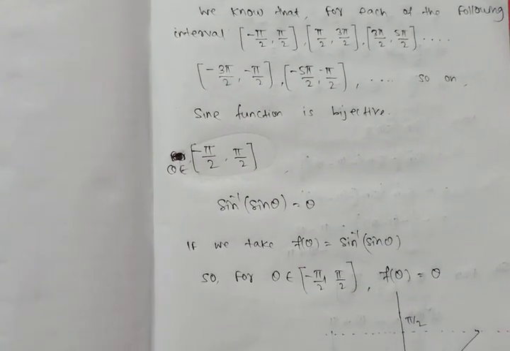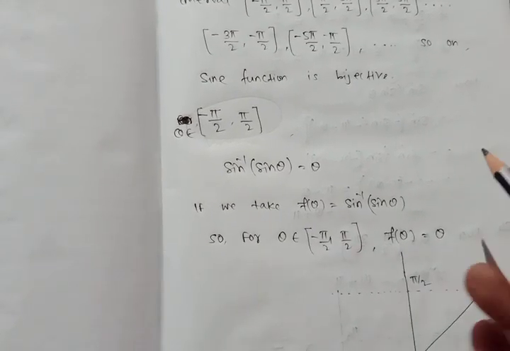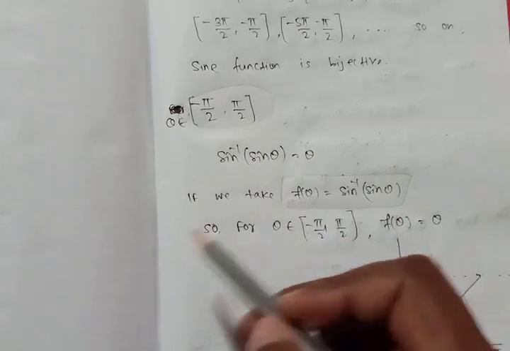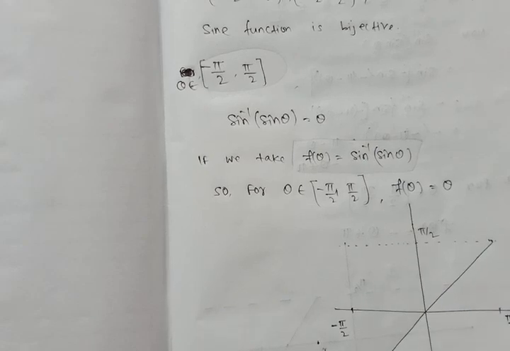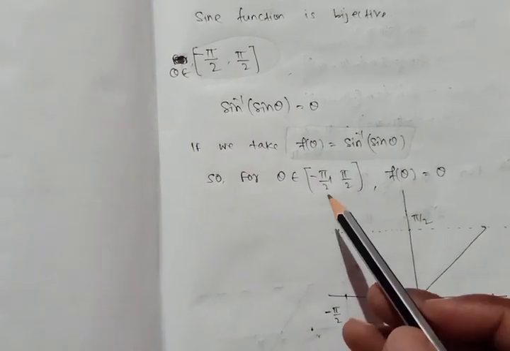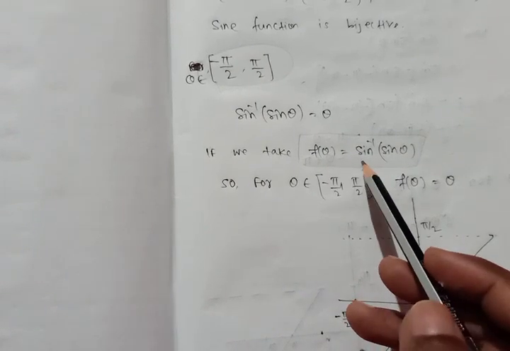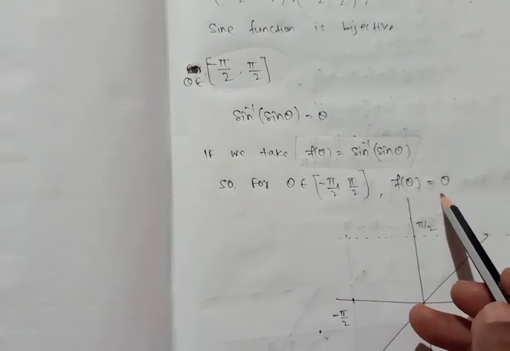So here I am taking f of theta is equal to sine inverse of sine theta. Now take the first case. If theta belongs to minus pi by 2 to pi by 2, as you know, this is equal to theta. So what do we get? We get f of theta is equal to theta.